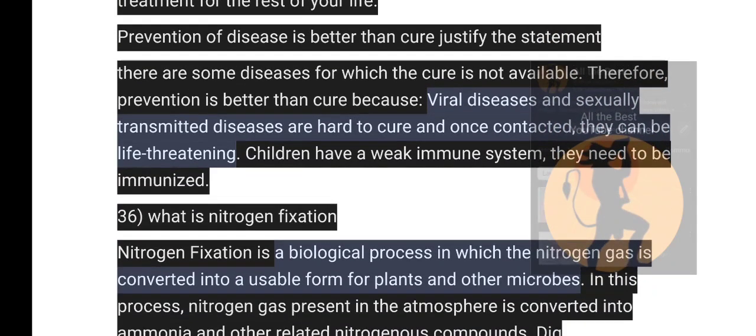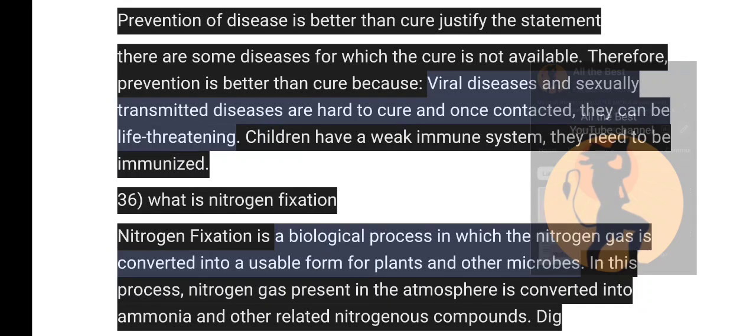So prevention of disease is better than cure. Justify the statement. The answer comes like this: there are some diseases for which the cure is not available. Therefore, prevention is better than cure, because viral diseases and sexually transmitted diseases are very hard to cure, and once contracted, if anybody gets it, they can be life threatening also. So children have a weak immune system, so they need to be immunized on a regular basis.